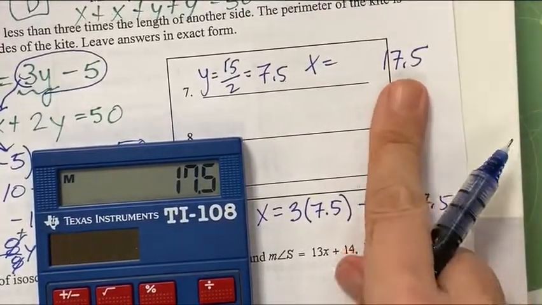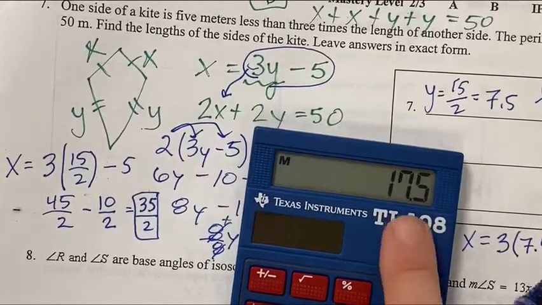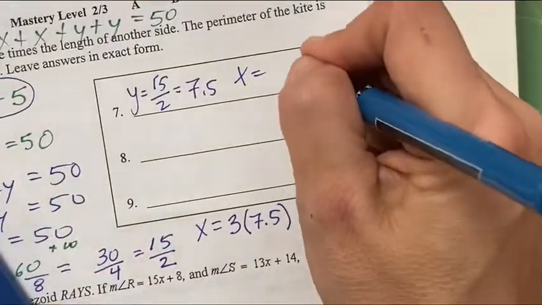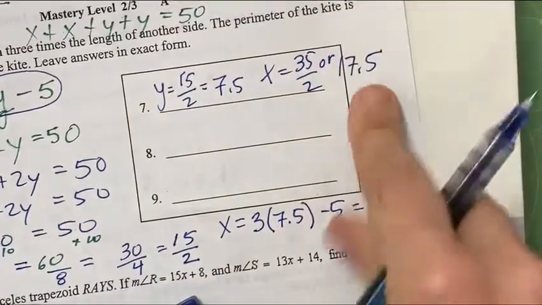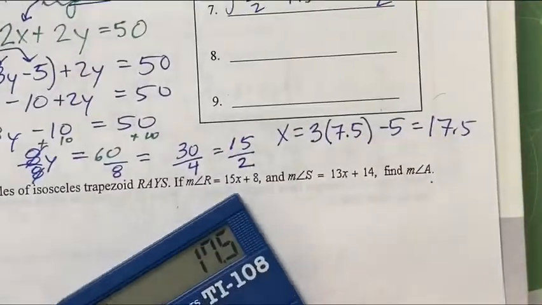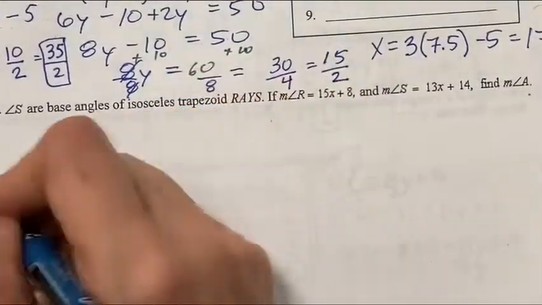Let's double check our answer. We got 35 halves. 35 halves is 17.5. So I would take the fraction 35 halves or 17 and a half. Cool. Next question. We have an isosceles trapezoid.